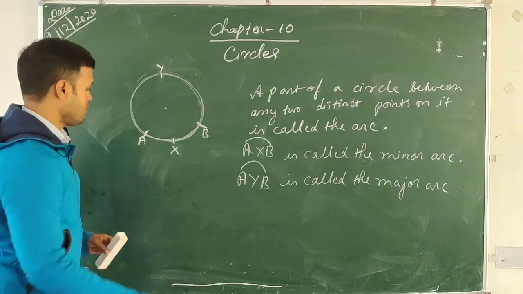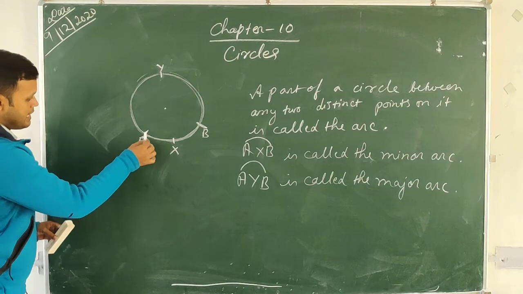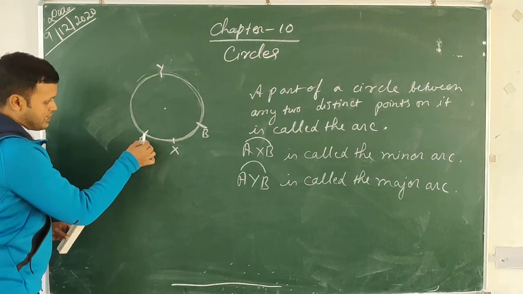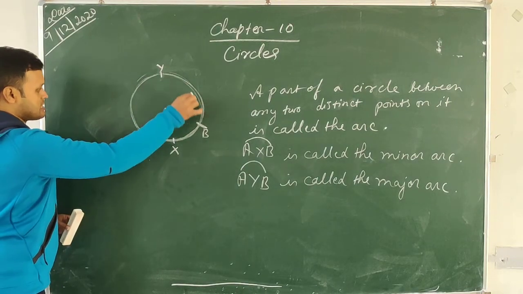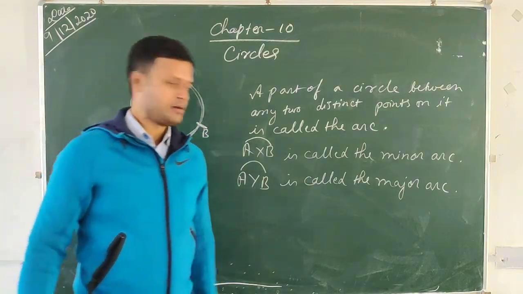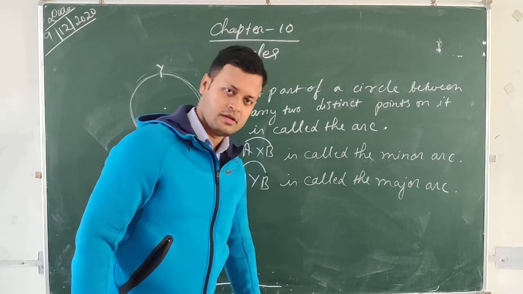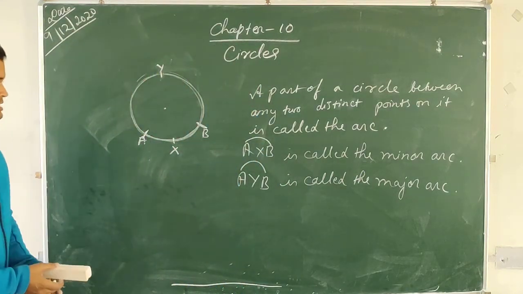Just to differentiate. So from the name you will now come to know AXB. AXB is the smaller arc, so AXB is called the minor arc, and AYB is the bigger part, so AYB is the major arc. Understood? So this is about arcs.